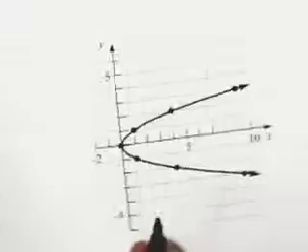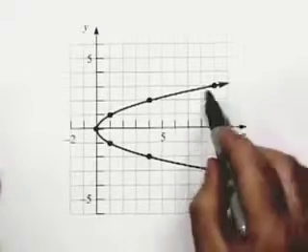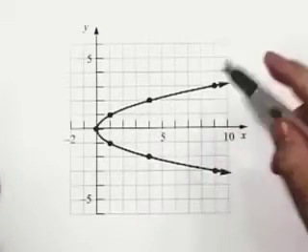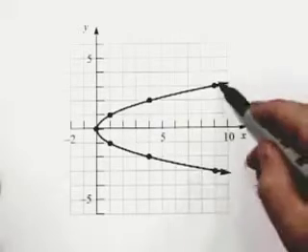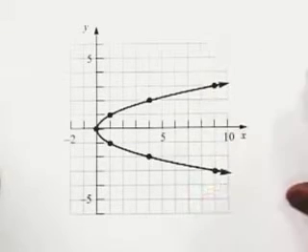If we do that, our final graph will look like this. We've plotted our 7 points, we've connected them with a smooth curve, and we've put arrows on the end to indicate the graph continues on in the positive x direction.